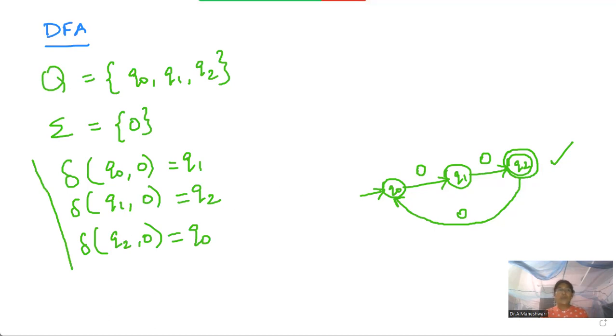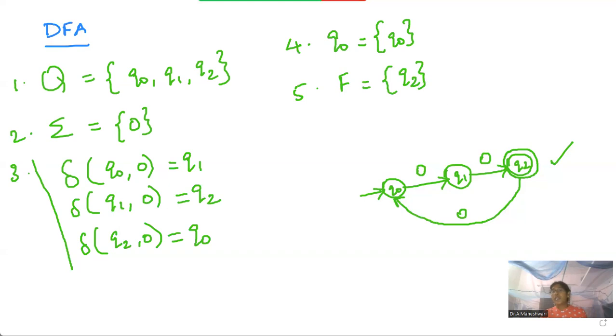What is the fourth attribute? This is the first, this is the second attribute, this is the third attribute. Fourth attribute is the initial state. Initial state of this problem is Q0 only. What is the final state? Which one has a double circle? That is the final state. So Q2 is the final state in this problem. More than one final state is allowed in the automata, but only one initial state you have to use in the automata.